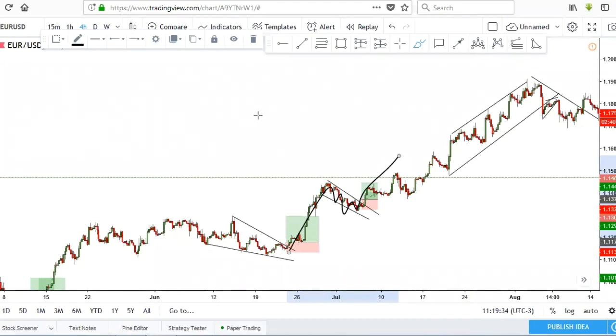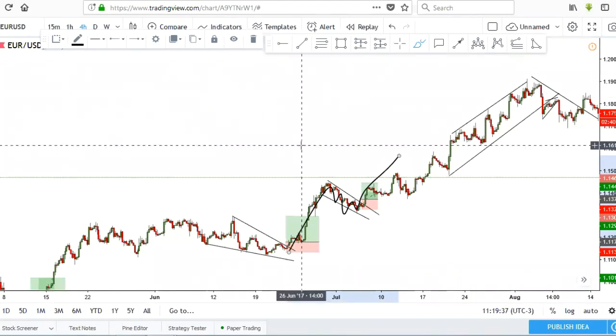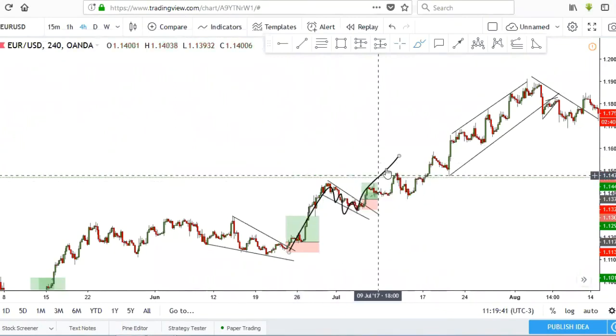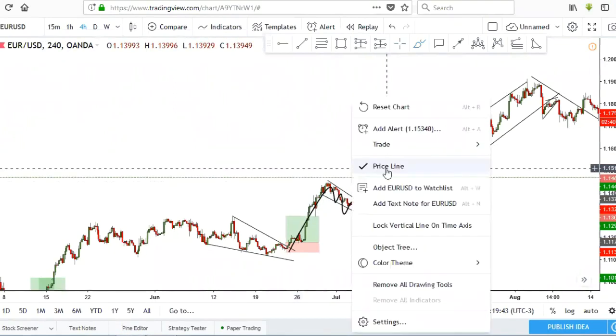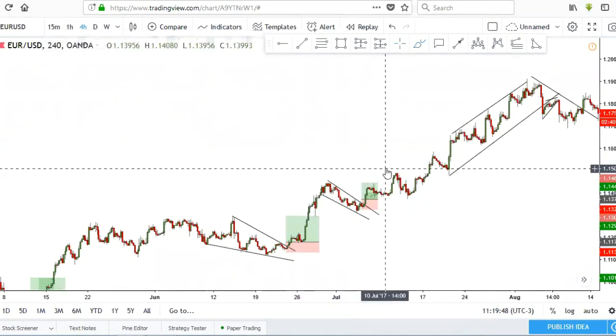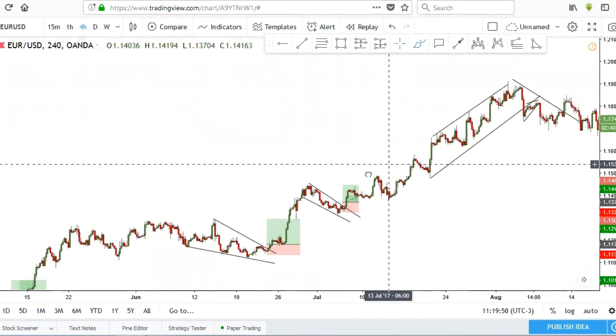Okay, you saw the impulse correction, impulse phase. So that's what you should be looking for. Okay, let me remove this so it becomes a bit neater. And then price continued to go all the way up.